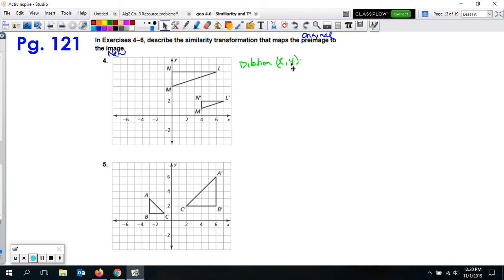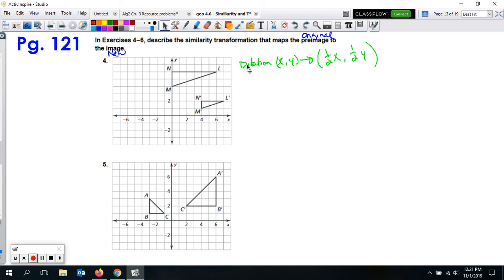And what did we do with X and Y? What did we multiply X and Y by to get from this size to this size? You can just look at really one side length. If you look from M to N right here, it is 2, and now the new one is just 1. So it got multiplied by a half. That's half the size. So that means our scale factor would be a half. This would be our coordinate rule, 1/2 times X, 1/2 times Y. So that's what we would do there.